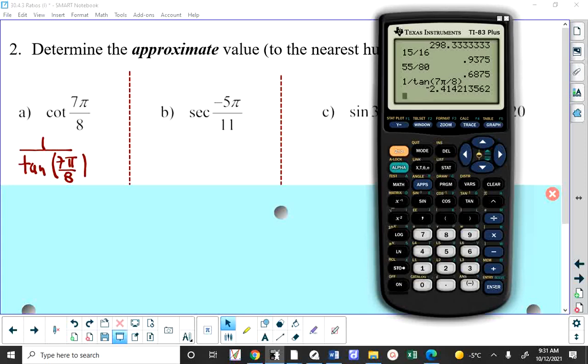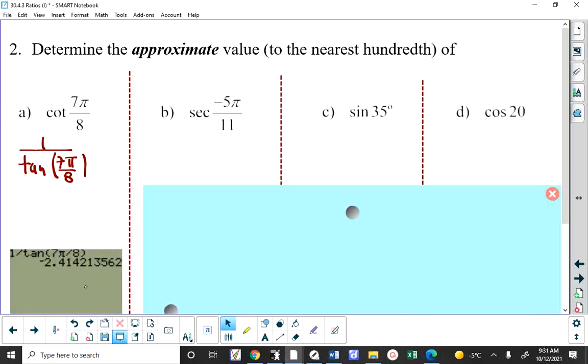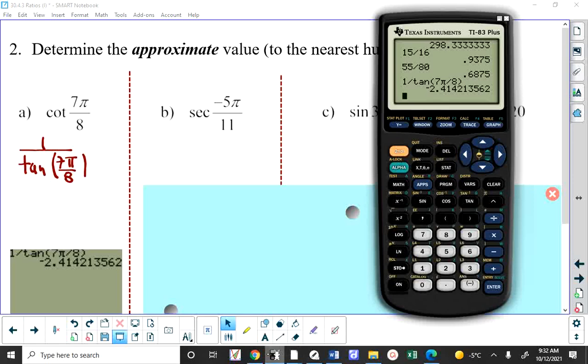And you can see that what you get is negative 2.41 something. This is all just about how do you find a trigonometric ratio on your calculator when you don't have that button. We don't have a cotan button. How do you find the secant of negative 5 pi over 11? Well, you know from your formula sheet or from your memory that secant is the reciprocal of cos, so we're simply going to take 1 divided by cosine of negative 5 pi over 11. This is all just about learning how to use your calculator.